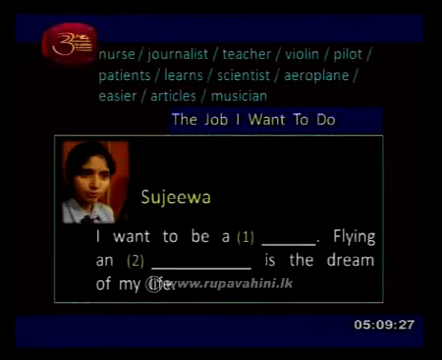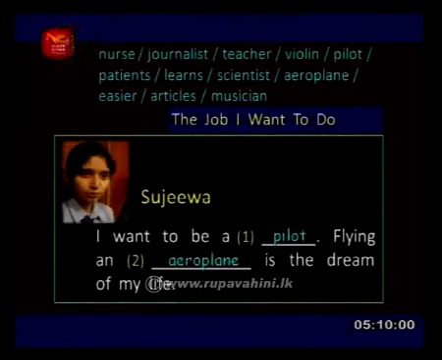Let us read it. Yes, Netmi? I want to be a blank. Flying and blank is the dream of my life. Yes. So it is easy for you to see what this is about. Flying is there and it's a dream. Yes, it's easy. I think with these word clues you can select the more suitable word. I want to be a pilot. Flying and aeroplane is the dream of my life. So children, by using the other words, you can select the correct word.